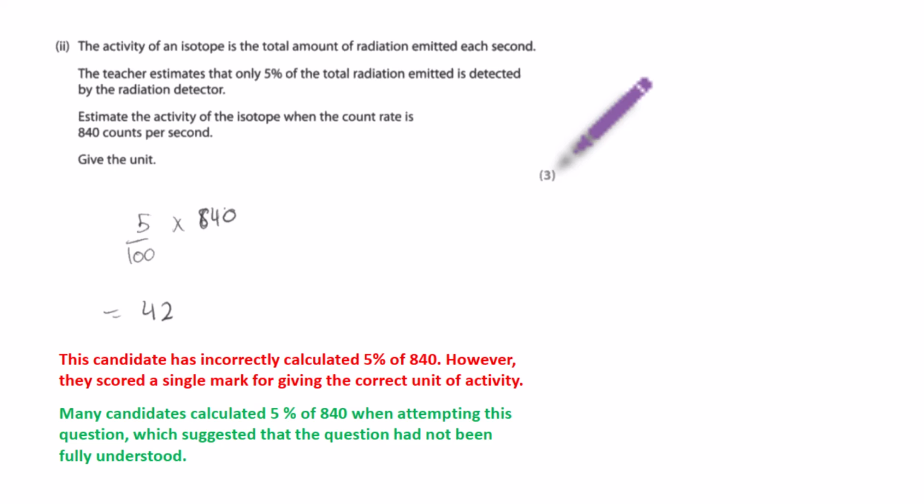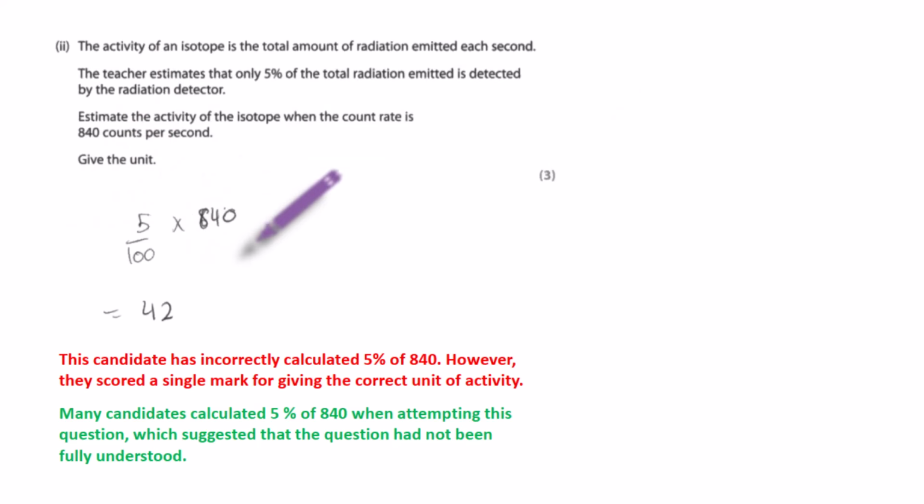So this question is not exactly a physics question. This is a mathematical question. And most candidates messed up badly in this question. So let's see. The activity of an isotope is the total amount of radiation emitted each second. Fine. The teacher estimates that only 5% of the total radiation emitted is detected by the radiation detector. Estimate the activity of the isotope when the count rate is 840 counts per second.